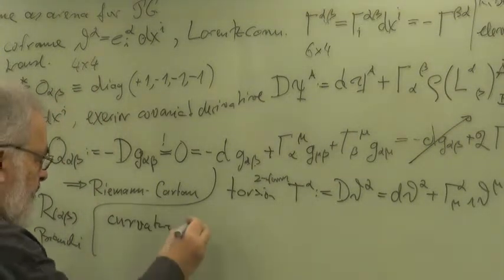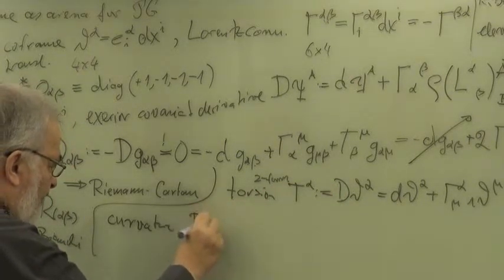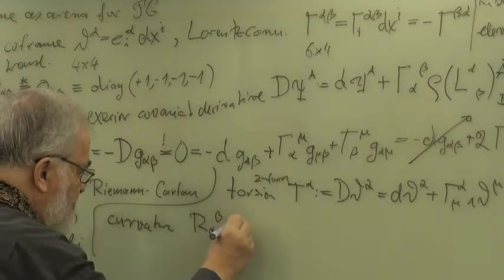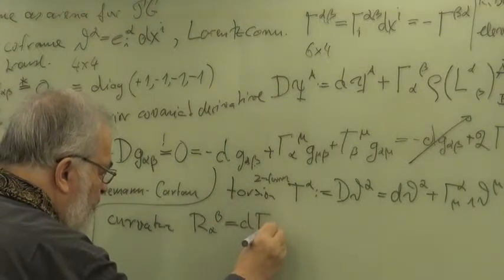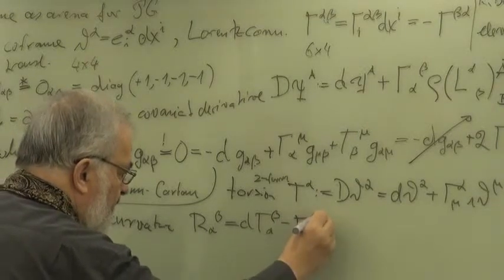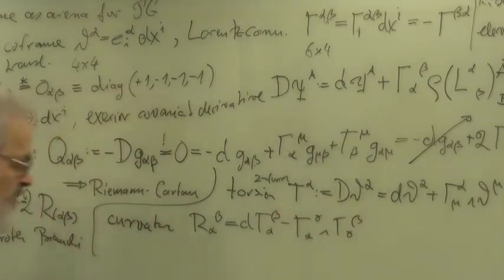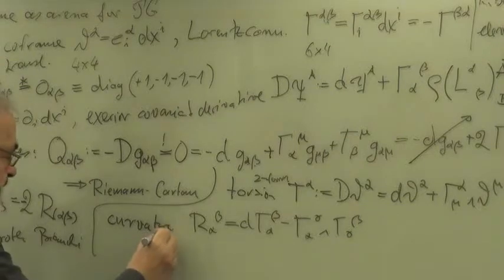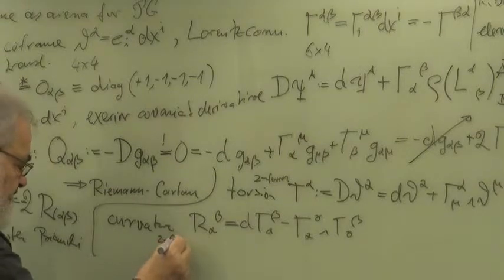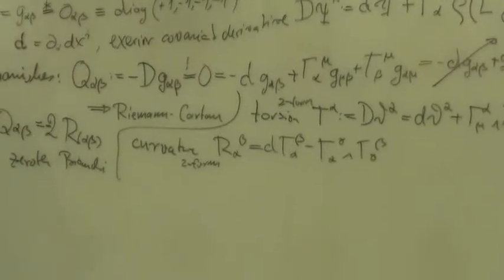Similarly, in the curvature tensor, you take the curl of the connection, you get R alpha beta in the conventions I'm using. This is d gamma alpha beta minus gamma alpha gamma wedge gamma gamma beta. So this is also a 2-form, as you can see, because gamma is a 1-form and this is a 1-form. So that's a 2-form. So they are the field strengths.